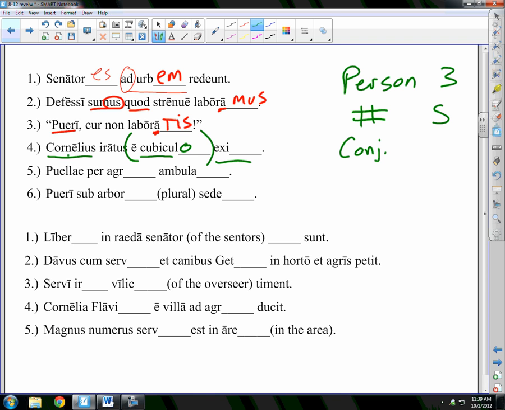Conjugation of xe, if I look it up, it's ire, which makes it fourth conjugation. So that's why that I is there. So the conjugation is fourth.